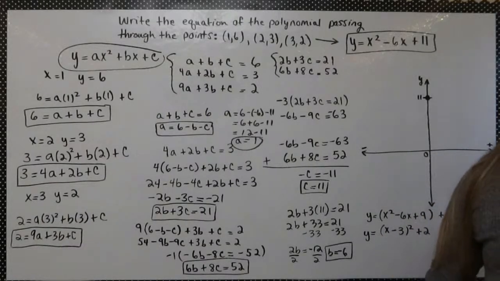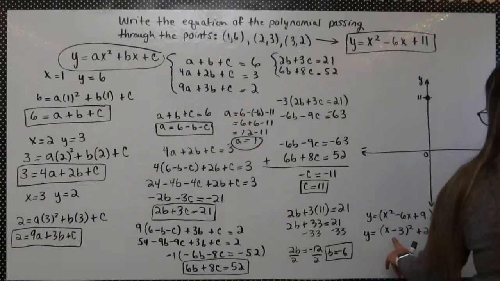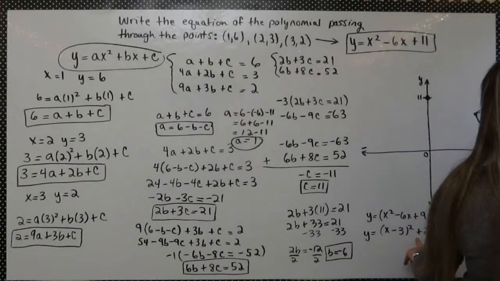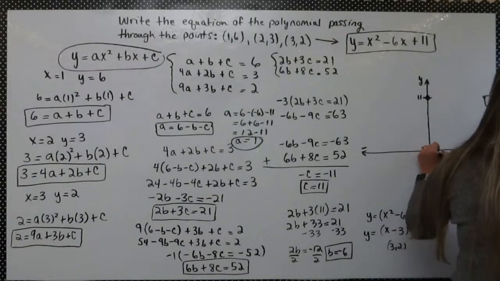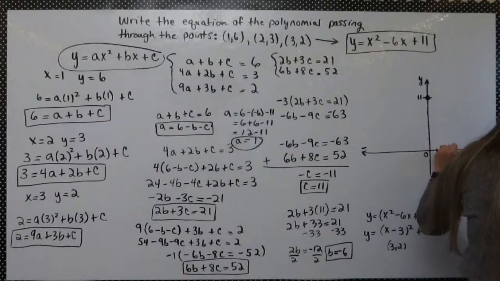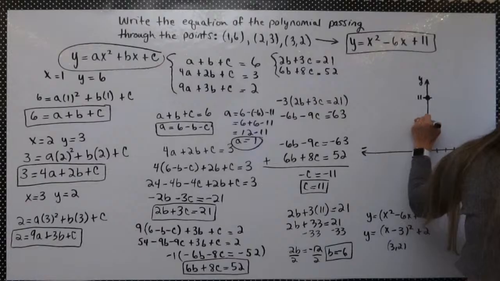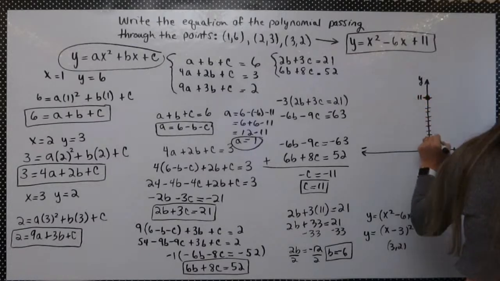And the form is negative, and that's positive. So your vertex ends up being at 3, 2. So it's like that too. So we have those 2 points.